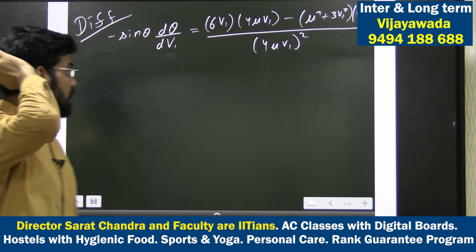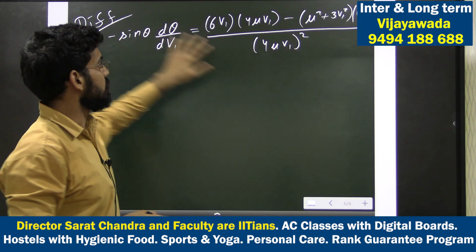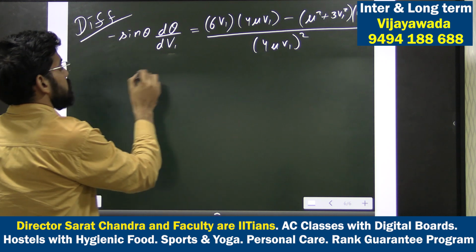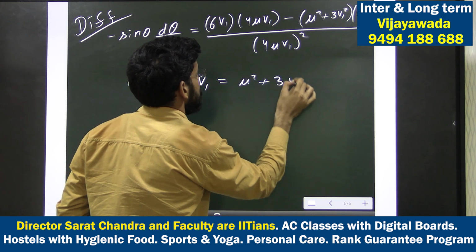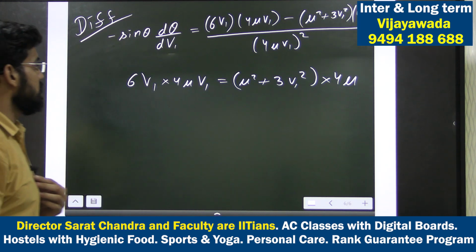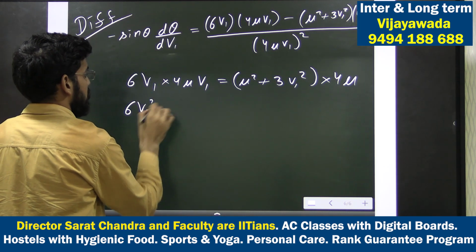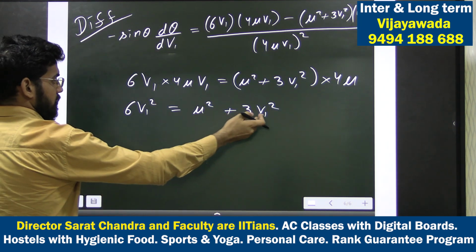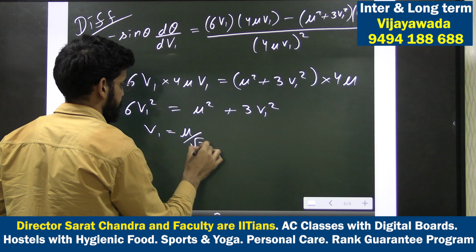Okay. Now I want the maximum value of theta, so this should be 0. So this is equal to 0. So this term will also go this side, 0. So this minus this is equal to 0. So this term that side, both equated. So you have 6v1 into 4u v1 equal to u square plus 3v1 square into 4u. Okay. If I see clearly here, 4u got cancelled out. And you have 6v1 square equal to u square plus 3v1 square. Bring 3v1 square that side, 3v1 square equals u square, so v1 equals u by root 3.